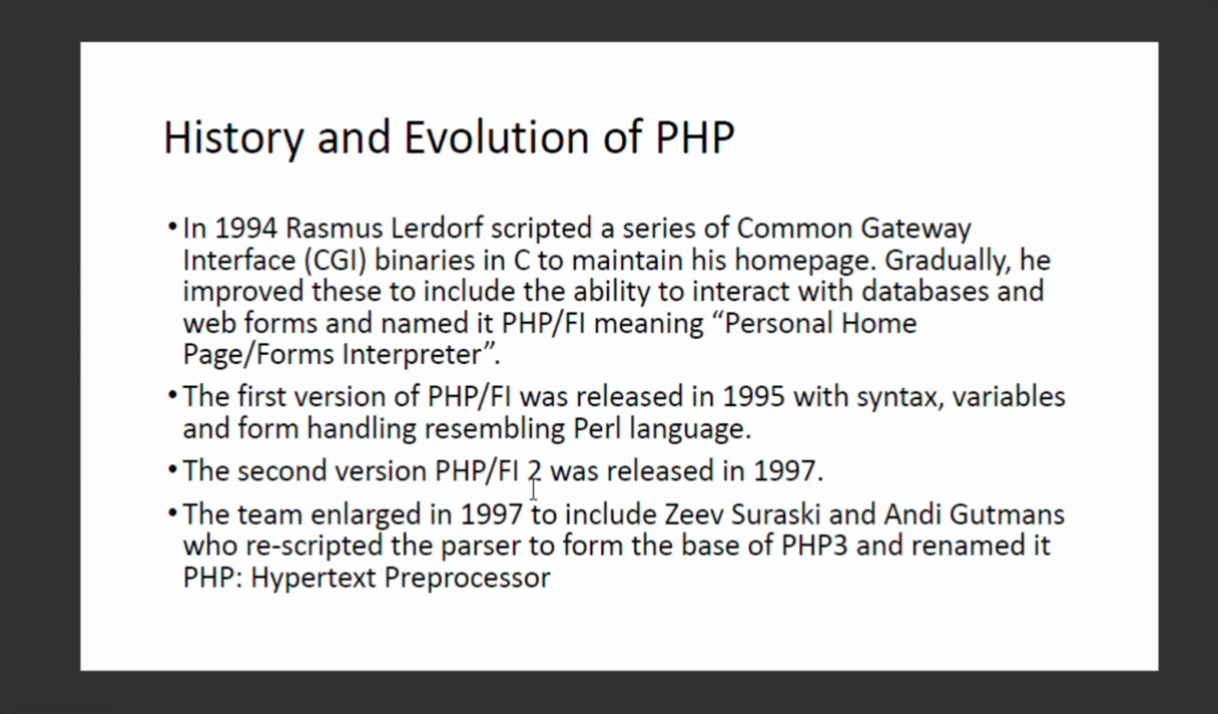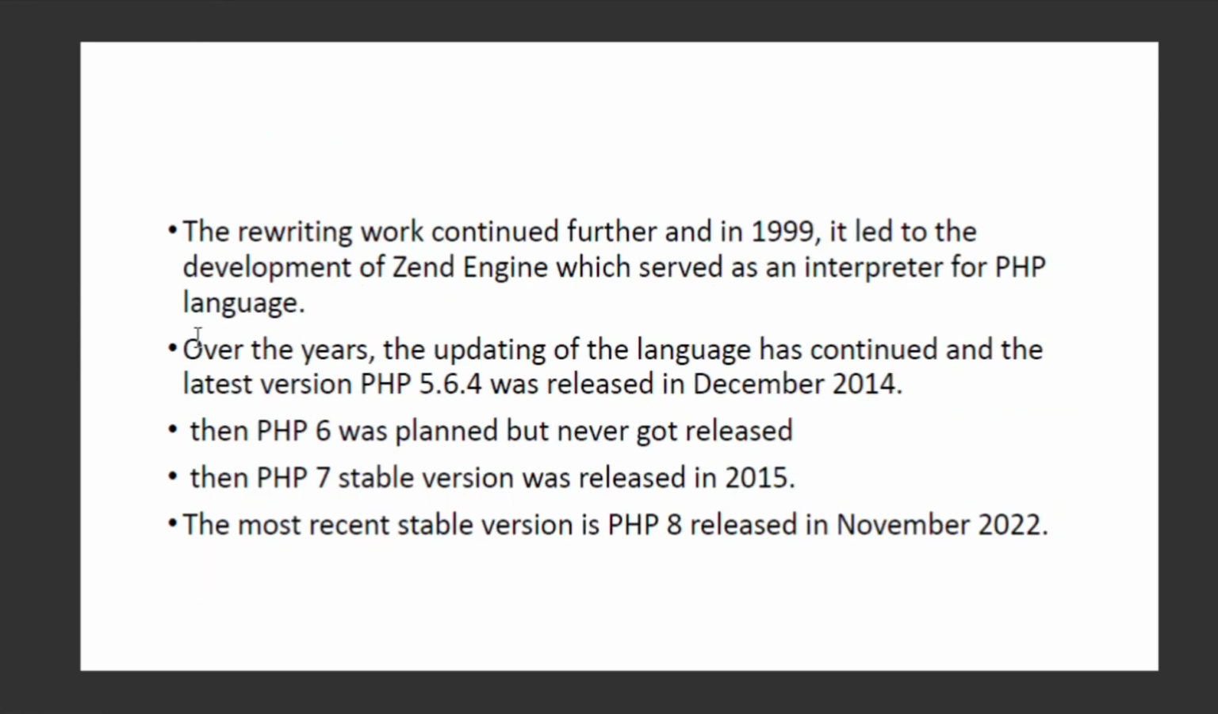The second version, PHP 2, was released in 1997. The team enlarged in 1997 to include Zeev Suraski and Andi Gutmans, who rewrote the parser to form the base of PHP 3 and renamed it PHP: Hypertext Preprocessor. The rewriting work continued further and in 1999 it led to the development of the Zend engine, which served as an interpreter for the PHP language.